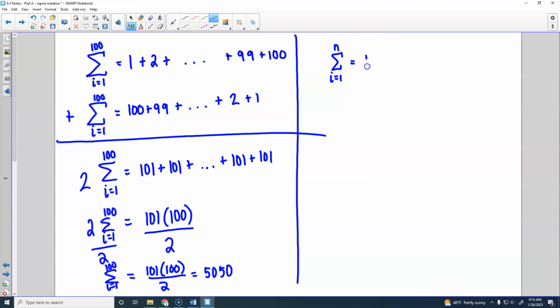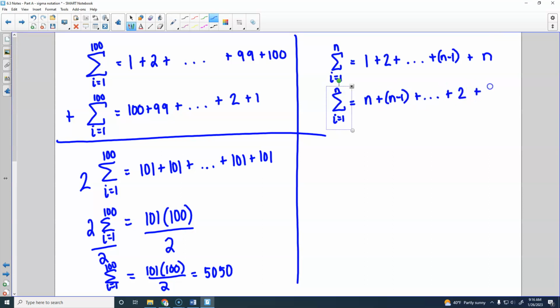The sum from 1 to n would be 1 plus 2 plus ... plus, my last number needs to be n. What would be the number before n? N minus 1. All right, so that would give me the sum from 1 to n. So if I write that again, but put it in backwards order, I've got n plus n minus 1 plus ... plus 2 plus 1.